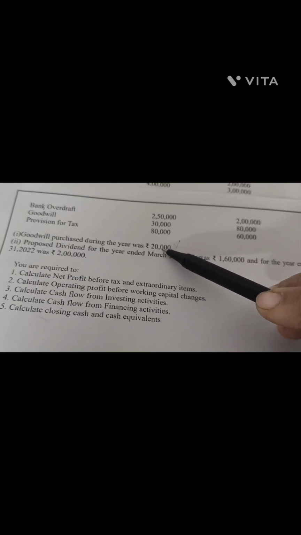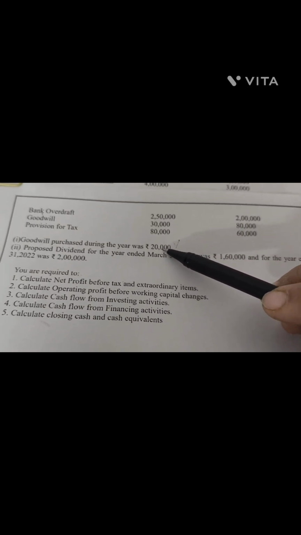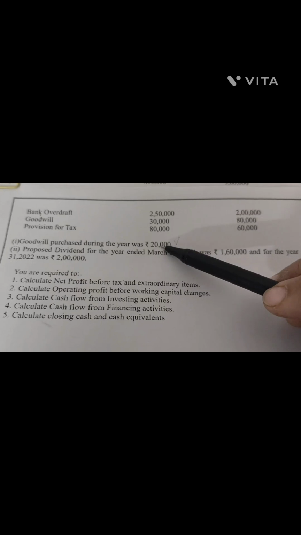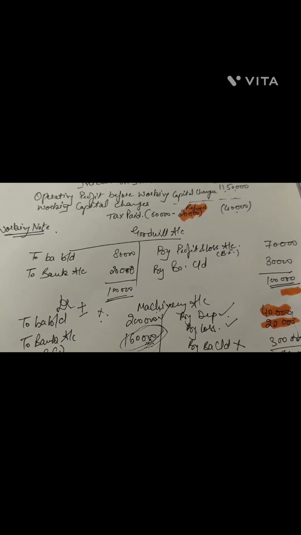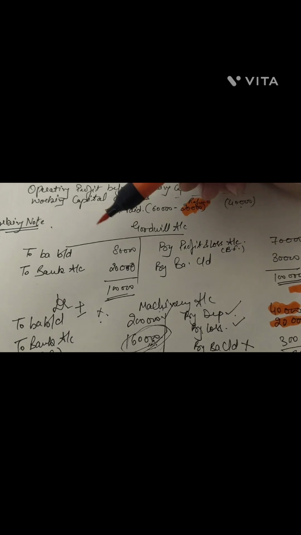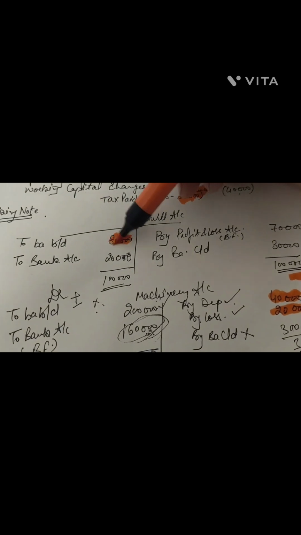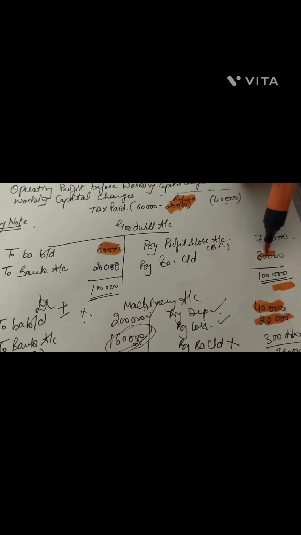Goodwill purchased during the year is 20,000. So which account will I have to prepare now? The goodwill account. So let's see. Here is the goodwill account. The goodwill account opening balance was 80,000 and the closing balance given in the question was 30,000.